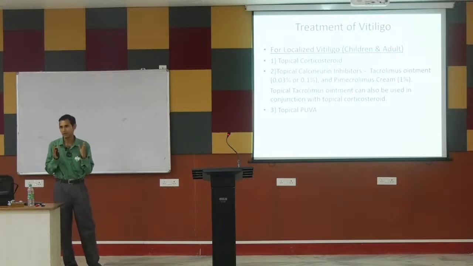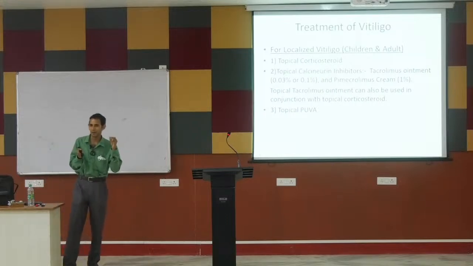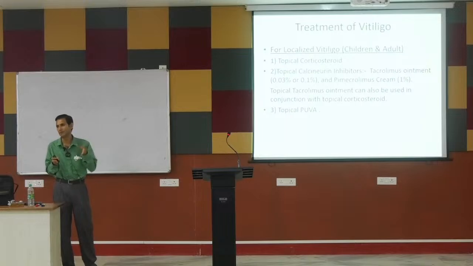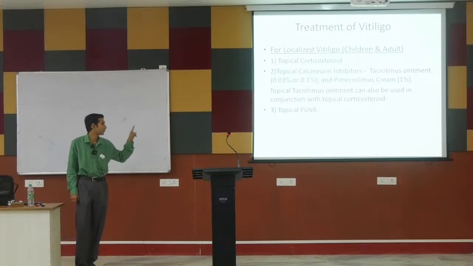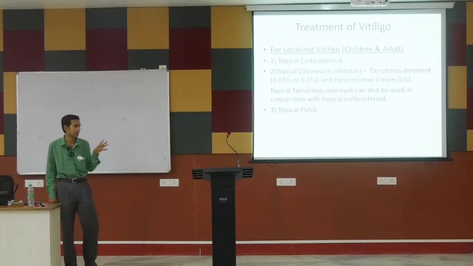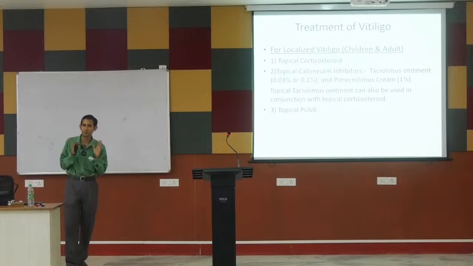The main aim of the treatment is to prevent the spread of the disease and also repigmentation in the depigmented skin. First of all, for localized vitiligo in children and adults, localized vitiligo means it is affecting less than 10 or less than 20% of the body surface area. Then you can call it the localized type of vitiligo.